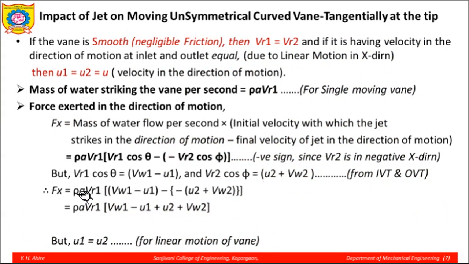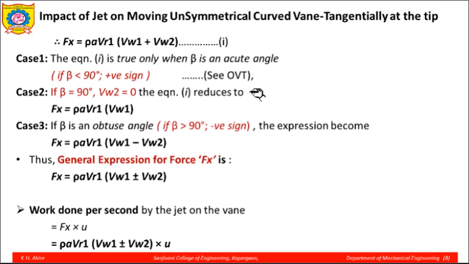So substitute here Fx equal to this formula, then minus minus becomes plus. Further, u1 and u2 get cancelled because u1 is equal to u2 for a linear motion of the vane. So you will get the formula of force as Fx is equal to rho a Vr1 into (Vw1 plus Vw2). So force exerted by jet on a moving unsymmetrical curved vane with tangential entry, for a single vane, is Fx equal to rho a Vr1, this is the mass flow rate, into bracket Vw1 plus Vw2.